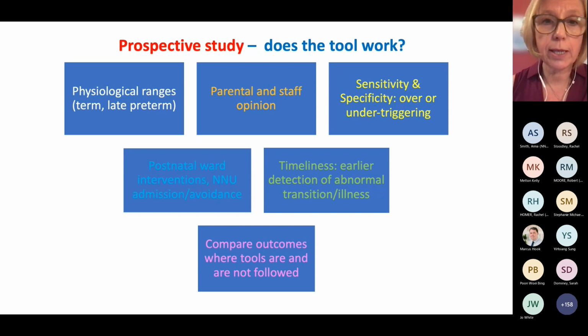And as Tony has said, we need to know what the parents and the staff think. We need to know if we're picking up the right babies or too many babies, and whether postnatal ward interventions such as the management of hypothermia can avoid admissions. Are we picking up the babies that we really need to earlier and getting treatment in sooner? And is there a way of comparing outcomes where these tools are followed and where they're not followed?